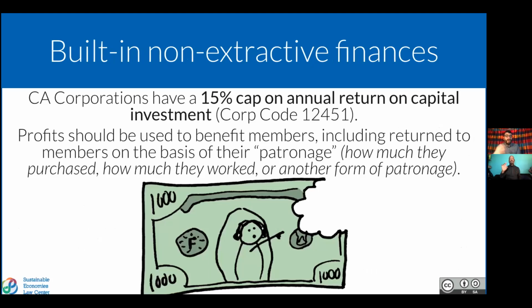Another is that there's already built-in non-extractive finances in that legal entity. So in California, there's a 15% cap on annual returns of capital investment. So people who are investing in your cooperative can only receive a maximum of 15% annual return on that capital investment. And profits, or what we call under the tax code for cooperatives, surplus, should be used to benefit its members and given back to its members based on the value that they contributed over the year.